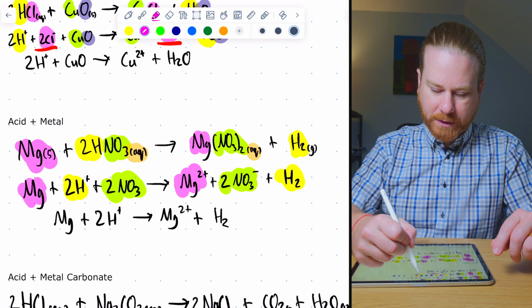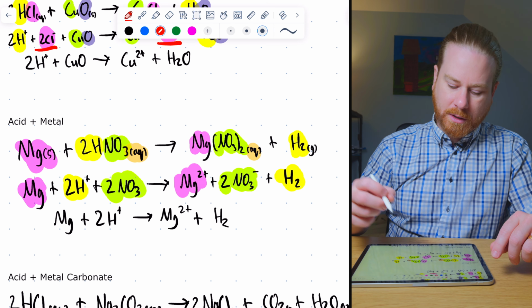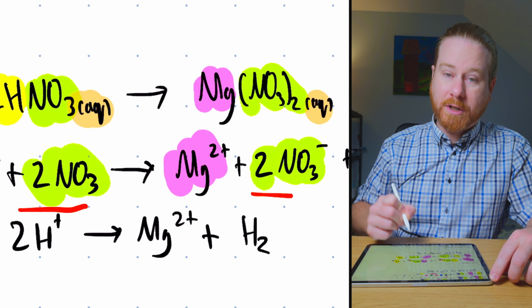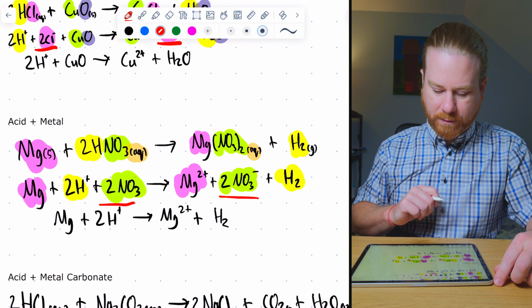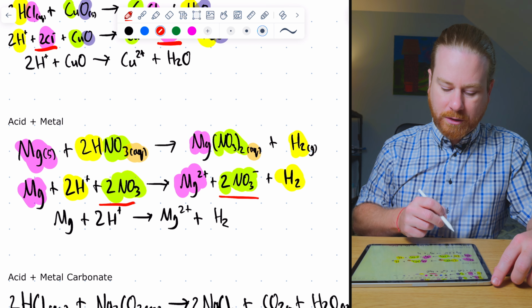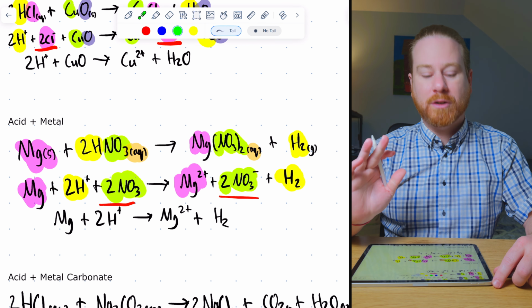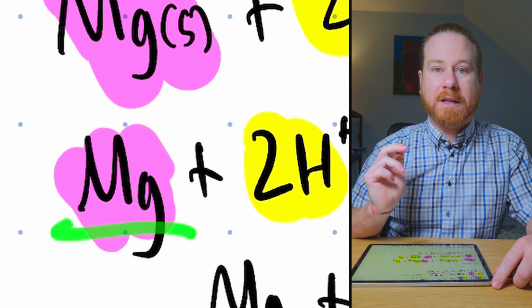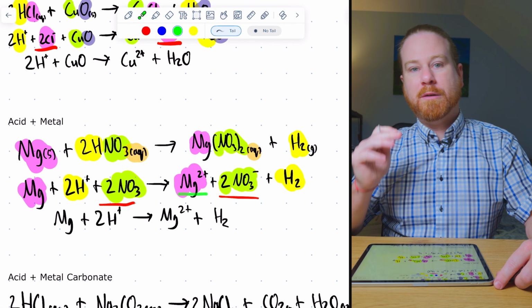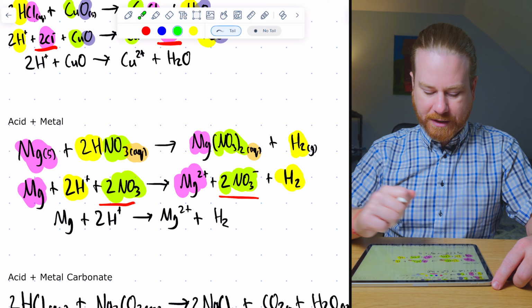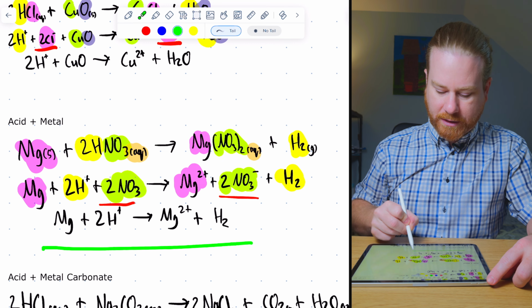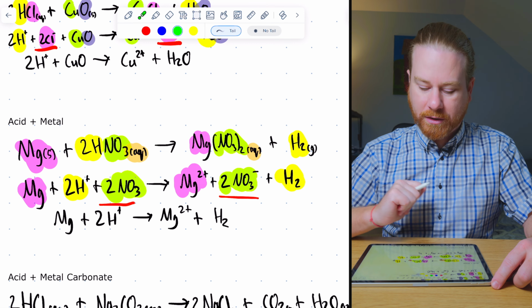Alright, so from this we can hopefully see that the nitrate is the same before and after. With this, it looks like the magnesium is the same before and after, but it is not. It is a bit different. This is magnesium the solid, and this is magnesium the ion. So it has changed, and because it has changed, it features in our net ionic equation.